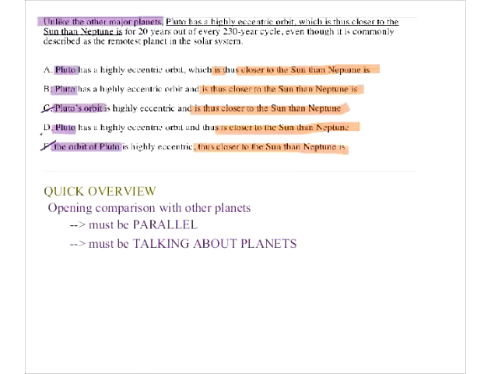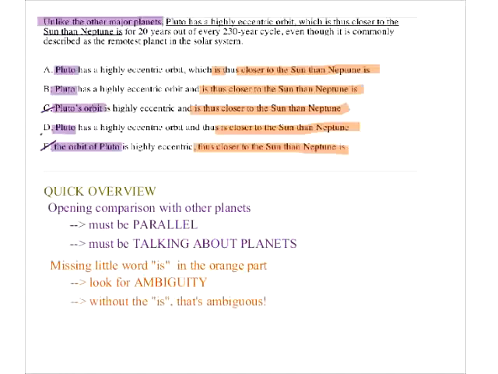If you say, look at that, notice the missing "is" in the orange part. Look for ambiguity. And sure enough, you're going to find it. Without the "is," that's ambiguous, because it could mean Pluto is closer to the Sun than to Neptune.